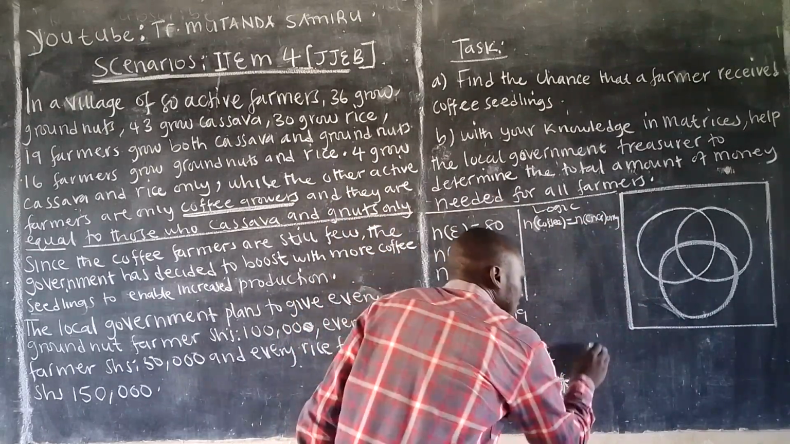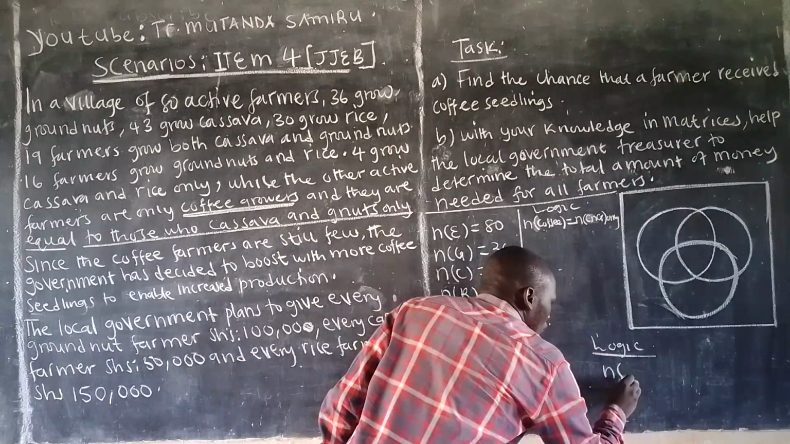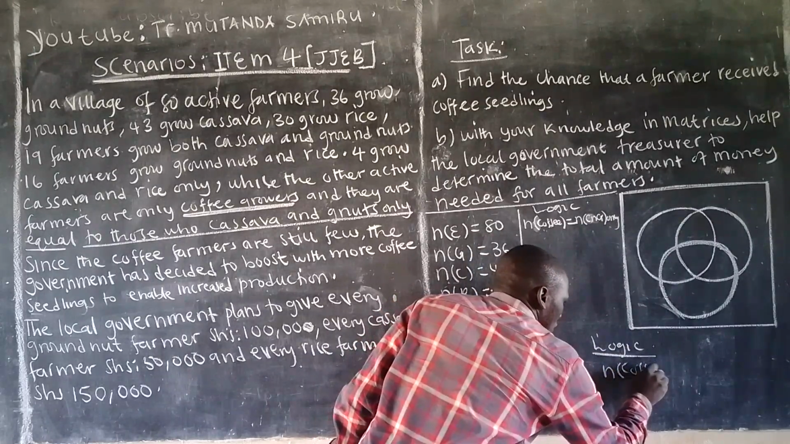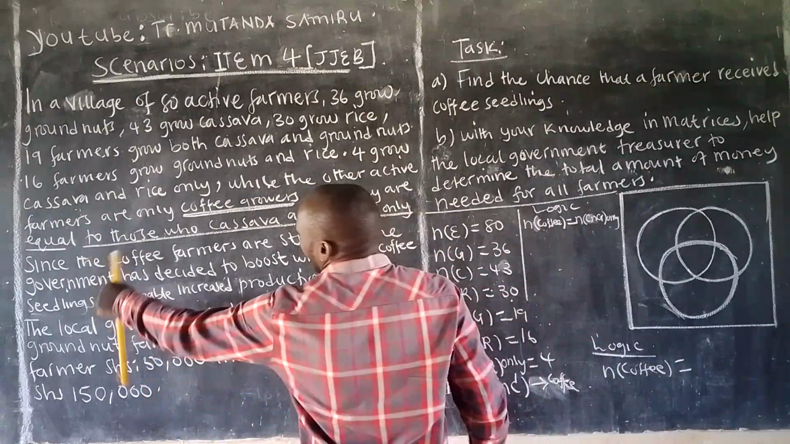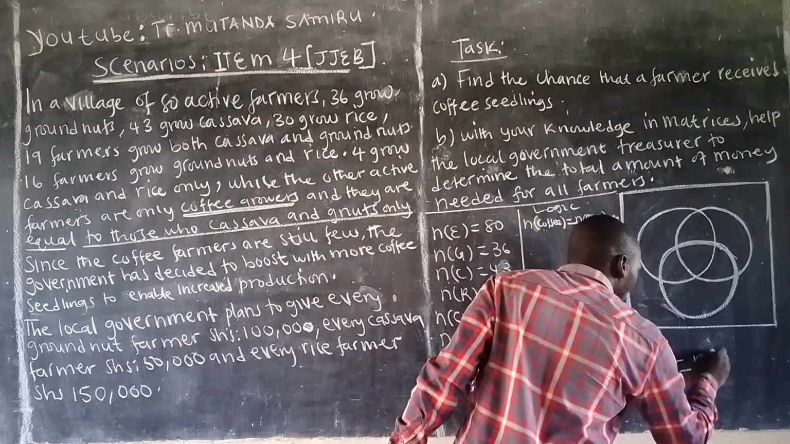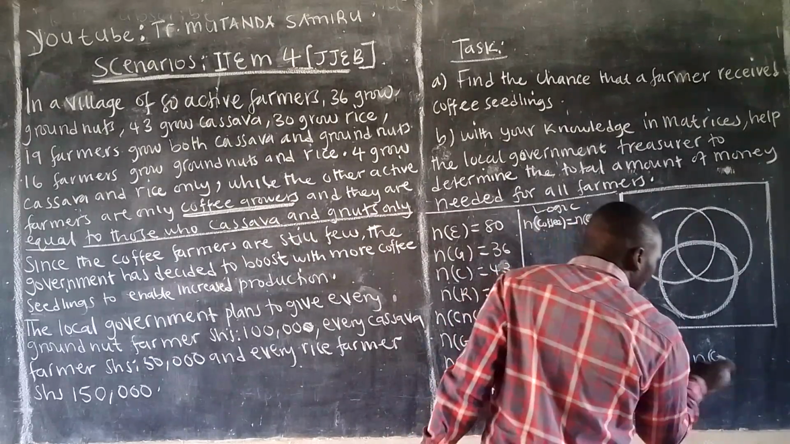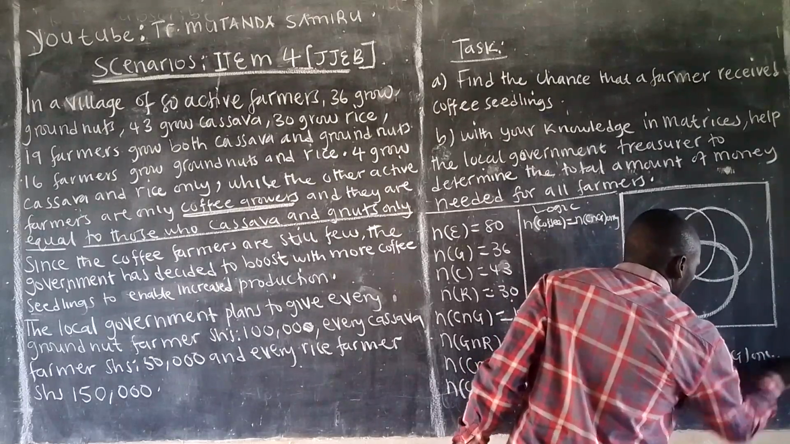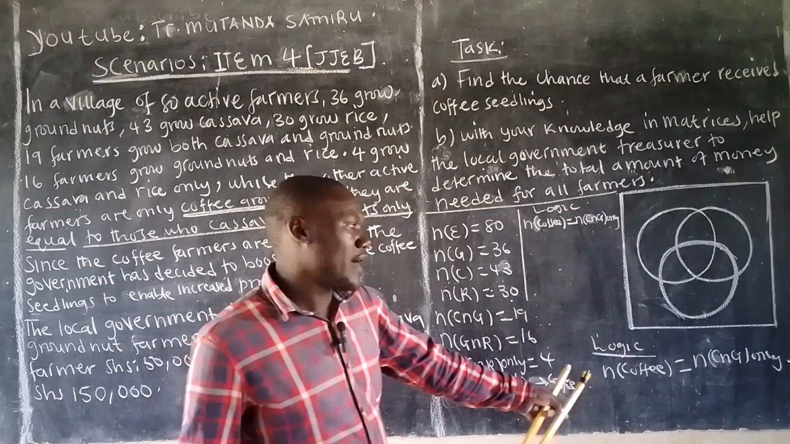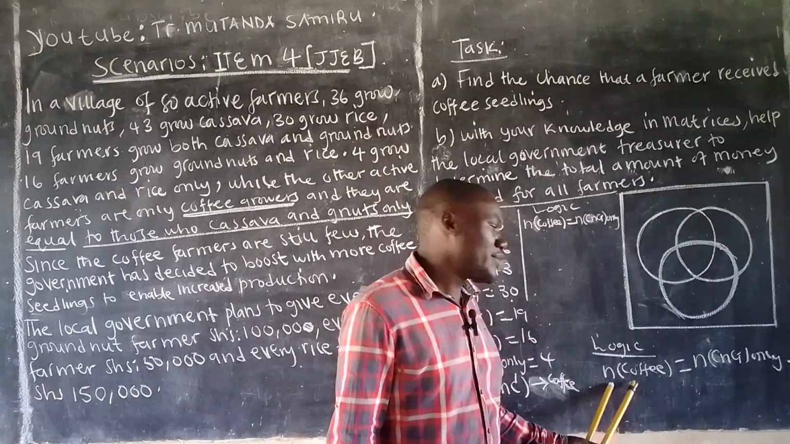Maybe for some people who are not seeing, I'll put it here. Our logic part says the number of those who grow coffee is equal. The word is equal, so you put equal signs. The number of those who grow cassava and groundnuts only. Please, this is our logic part, meaning that if you have the number of those who grow groundnuts and cassava only, it is the same number we have as coffee.